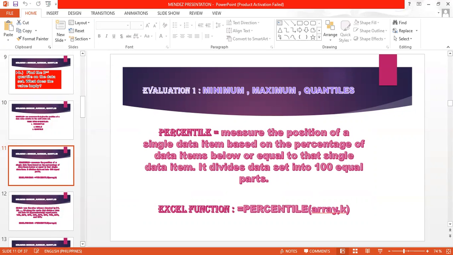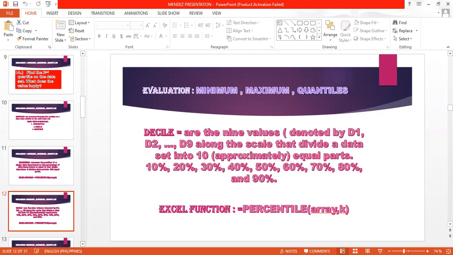In getting the percentile, just use the Excel function equals PERCENTILE, open parenthesis, array, comma, k, then close parenthesis. When we say decile, these are the 9 values denoted by D1, D2, up to D9 along the scale that divide the data set into 10 approximately equal parts: 10%, 20%, and so on. In getting the decile, just use the Excel function equals PERCENTILE, open parenthesis, array, comma, k, then close parenthesis.